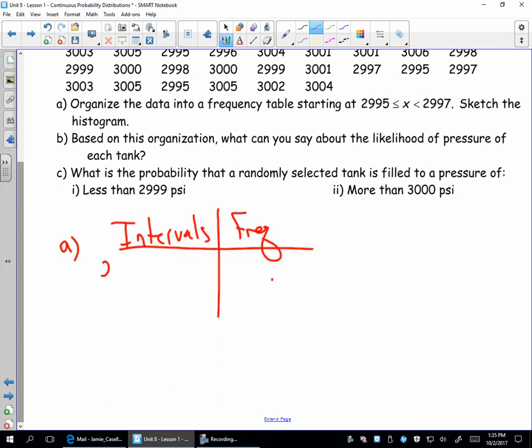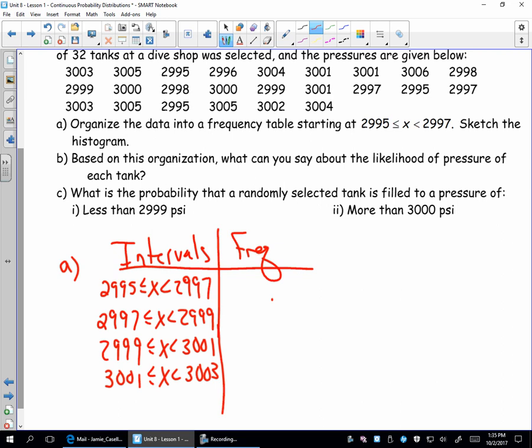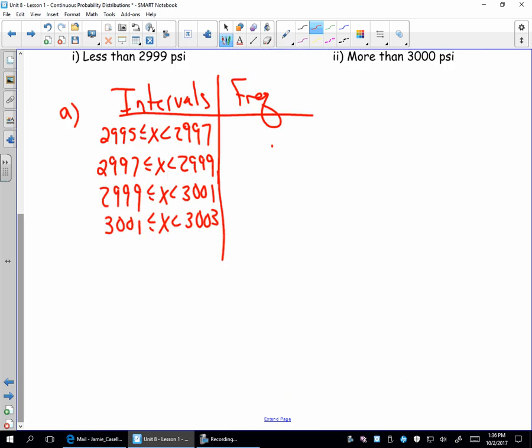Okay, we want to go from 295 up to 297. Then 299.7, we're going by, it looks like, 4s here. We're supposed to be going by 2s. So 299.99 up to 3001. 3001 up to 3003. Yeah, let's find our big piece of data so we know how high to stop. I see a 3004 right off the bat, a 3005, a 3006. Looks like to be the highest piece of data to me. Okay, so we need to go up to 3006. So 3003 to 5 and 5 to 7.